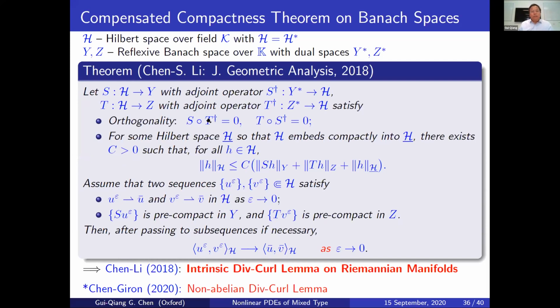If this operator and the adjoint operator are orthogonal, then they span the whole space. Basically, we can prove that if there is weak convergence in this Banach space, then you can do that. This is the pass to the limit in the div-curl lemma on a Banach space. Now, as a corollary, we can get the intrinsic div-curl lemma on Riemannian manifolds, independent of coordinates.